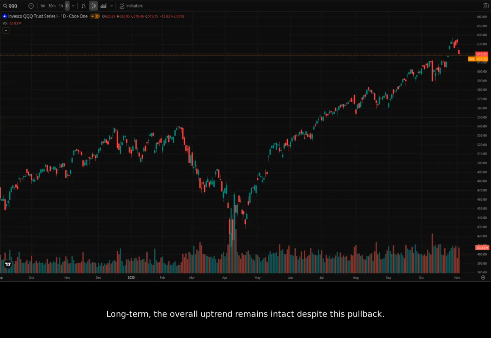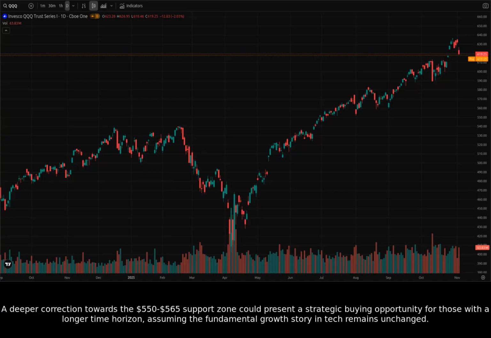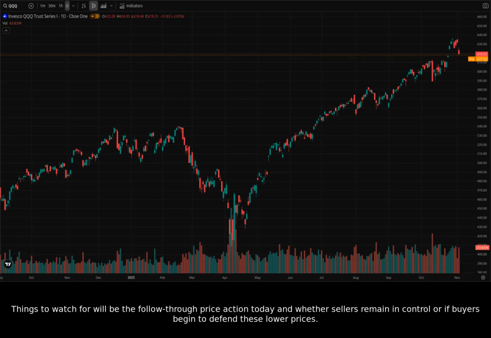Long term, the overall uptrend remains intact despite this pullback. A deeper correction towards the $550 to $565 support zone could present a strategic buying opportunity for those with a longer time horizon, assuming the fundamental growth story in tech remains unchanged. Things to watch for will be the follow-through price action today and whether sellers remain in control or if buyers begin to defend these lower prices.